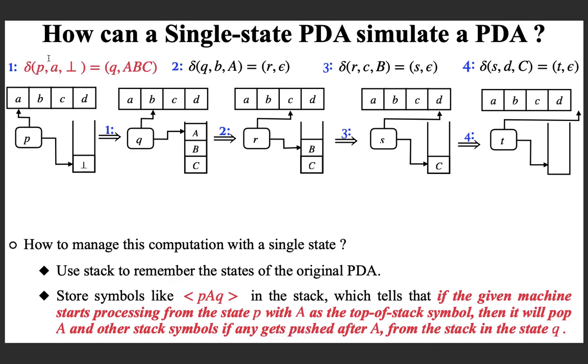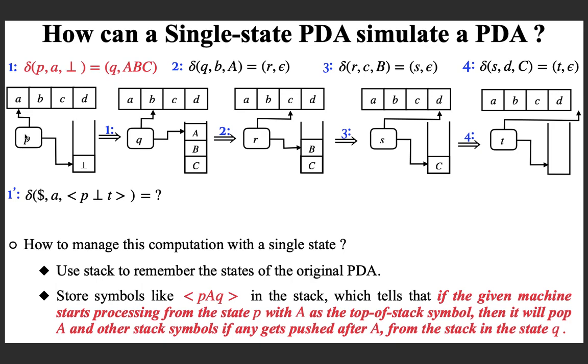Here, if you look at this transition, where are you starting? You are starting at P with bot as the top of stack symbol, and then you can have this kind of a transition. And in the resulting PDA, recall that you need a single state. You call it dollar. It doesn't matter what the name is. Dollar is the only state in your PDA, and it needs to process the same input symbol.